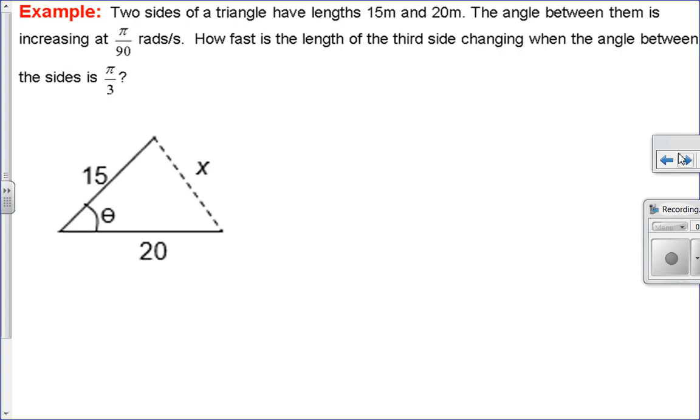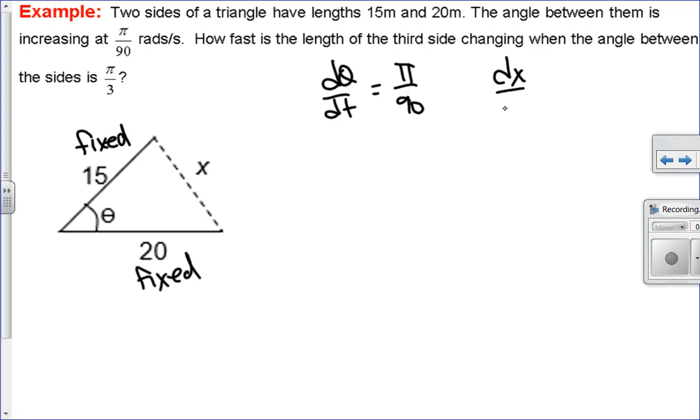So in here we have two sides of a triangle, lengths 15 and 20. So these are fixed. They are not changing. What is changing is the angle between them. The angle between them is changing at a rate of pi over 90. So as the angle changes, the other side changes as well. We want to find out what the rate of change of the other side is with respect to time. We're going to do that at one particular moment in time when the angle is pi over 3.